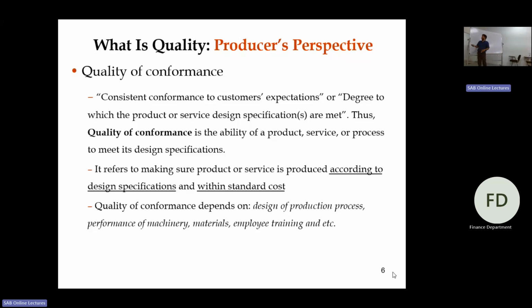That is what we call quality of conformance. And that has to be done in a consistent manner. All the products we produce should be in line with the spec. Product spec.